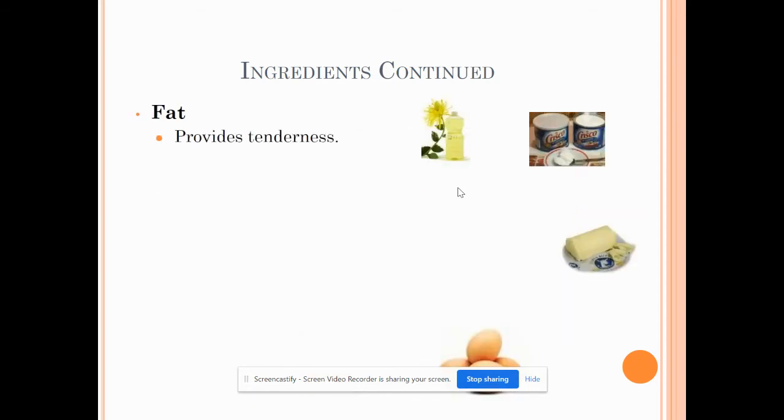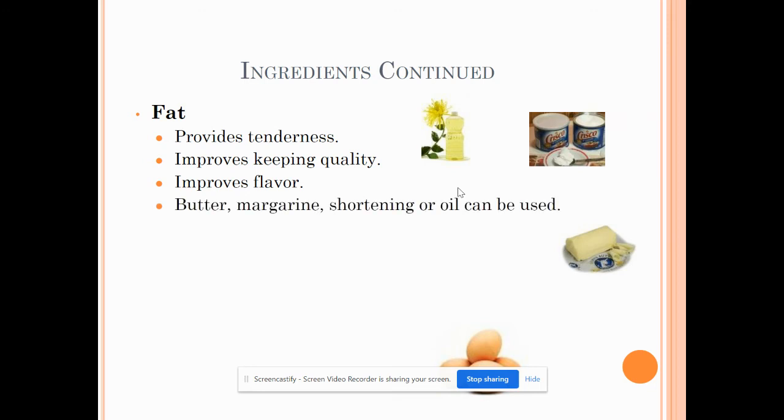Next, we have fat. Fat is going to provide tenderness. It's also going to improve the keeping quality. So, how long is this going to last? What is my shelf life? And it also can improve the flavor.